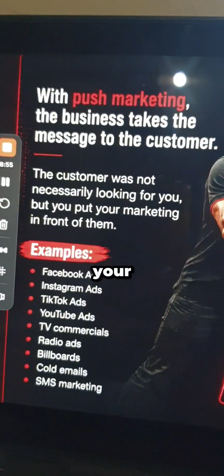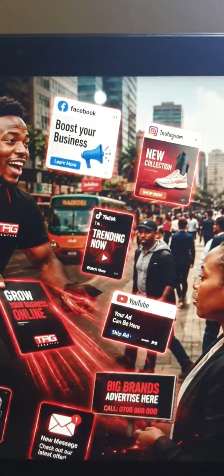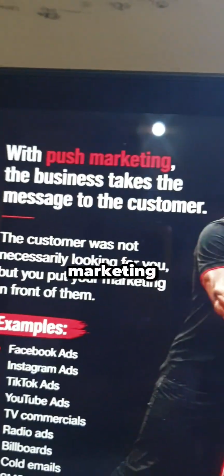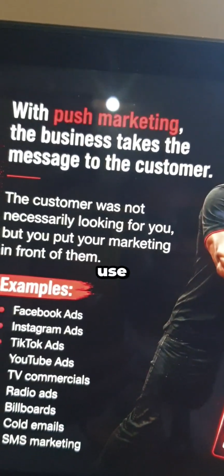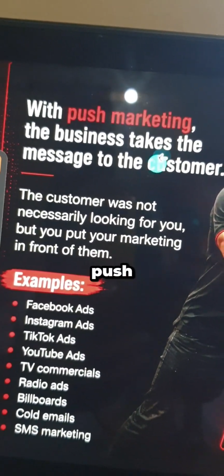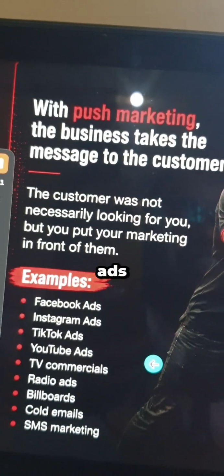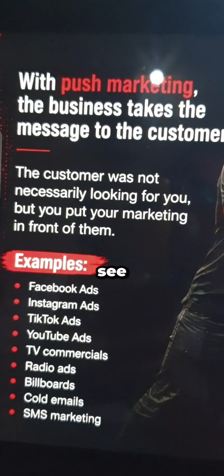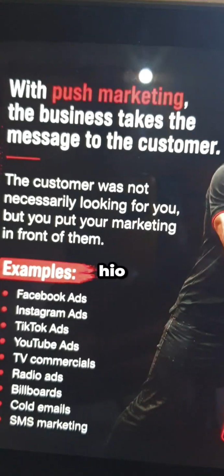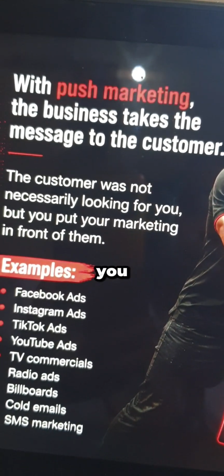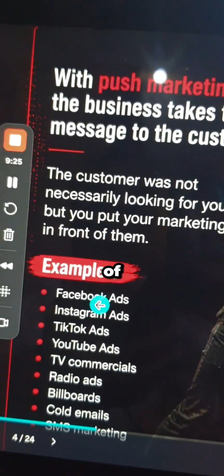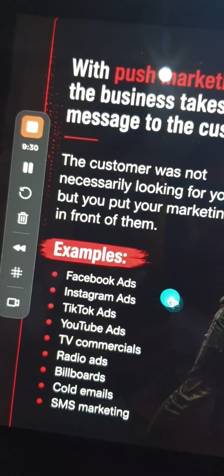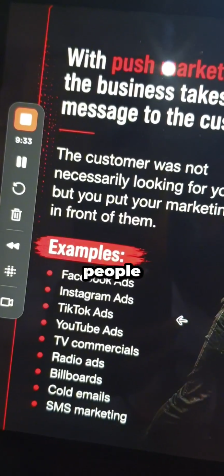So when you're creating your digital marketing strategy, you have to decide which outbound or push marketing tactics we are going to use. Common examples of push marketing tactics: Facebook ads. You just scroll and then boom, you see an ad. You didn't search for that ad, it was pushed to you. Basically, all types of ads are examples of push marketing, because you push it out to people.